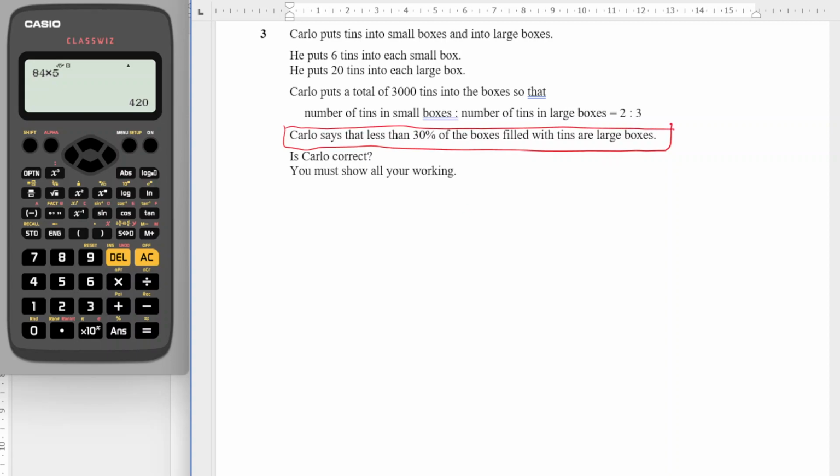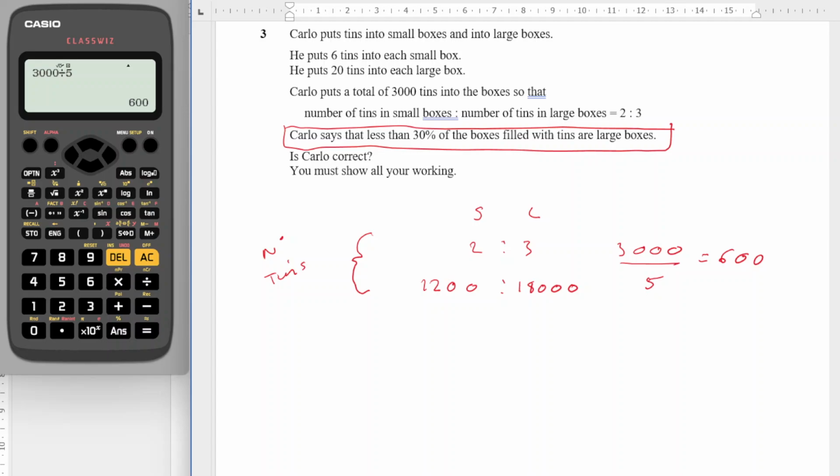So we've got small to large in a ratio of 2 to 3. That's the actual number of tins. We're splitting, in effect, 3,000 tins into that ratio. So we've got 5 parts to each ratio. So 3,000 divided by 5 gives us each part being 600. So each part is going to be worth 600. So we've got 1,200 in small boxes and we've got 1,800 in large boxes. So that's actually the number of tins.